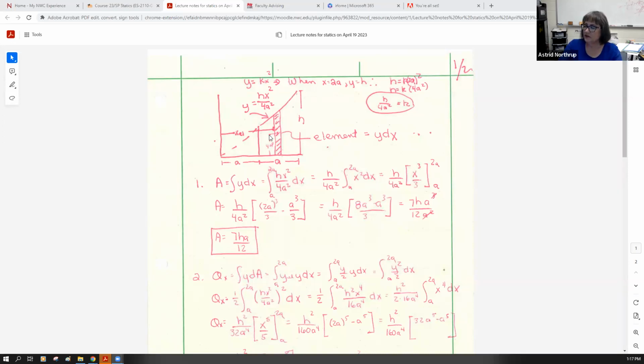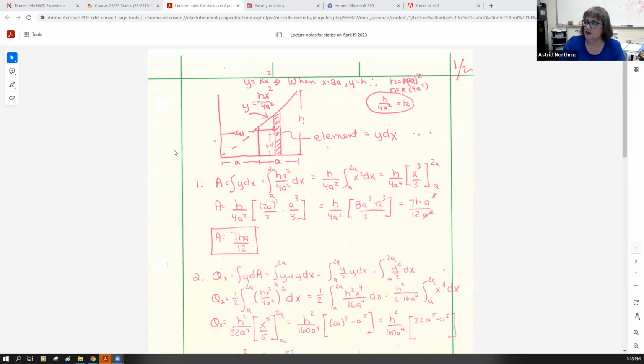So what I've done here is drawn the spandrel and put in the equation. I've solved for the k value of that parabola, plugging in the condition of this point right here, x equals 2a and y equals h. Plugging those values in, I get that k is h over 4a squared, so the equation can be written more specifically as y equals hx squared over 4a squared.